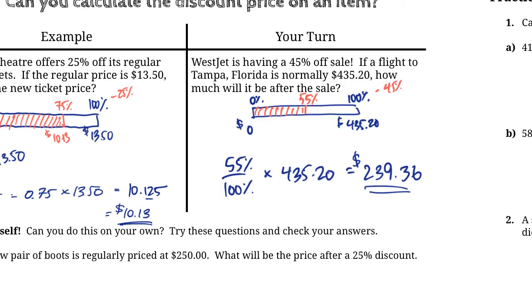So the trick here is that we need to subtract the 45% from the 100%. So that means it's going to cost 55% of the initial price, right? So really what we're trying to find is 55% of that $435.20. So we do that by doing 55 over 100 multiplied by the total cost. Notice how I didn't write out the decimal like I did in the previous question. It would have been 0.55, but that's okay if you skip that step as long as you know what you're doing. So that is the correct answer.